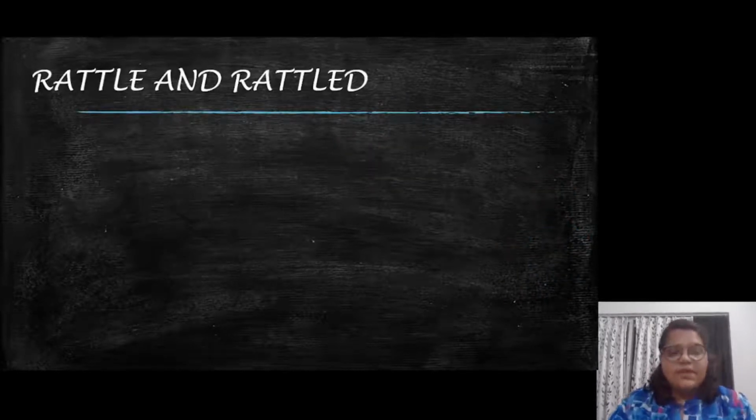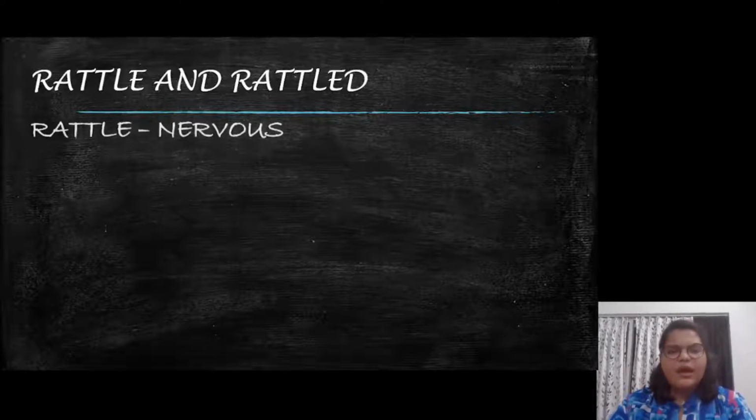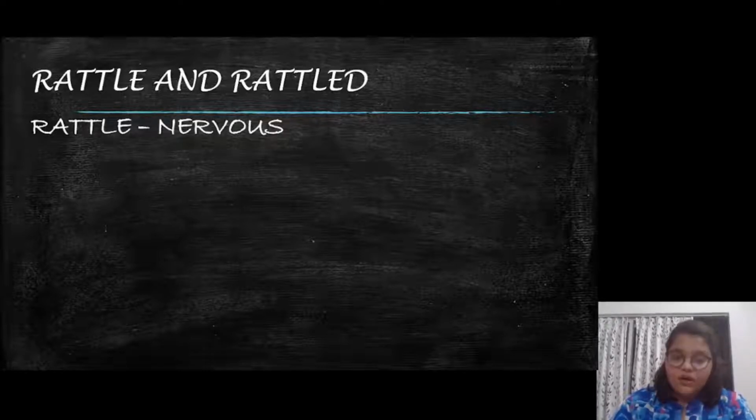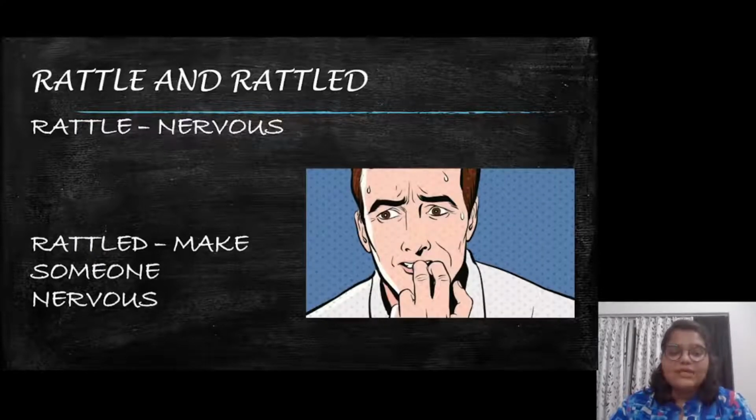What is the meaning of rattle and rattled? As we saw there, the two words, rattle and rattled, were used in the paragraph. So when the narrator is visiting the bank, he gets rattled, and everything inside the bank makes him rattled. So rattle is nothing but nervous. So the narrator, when he is visiting the bank, is nervous, and rattled is nothing but to make someone nervous.